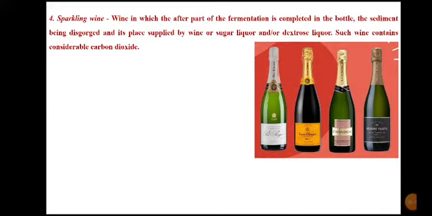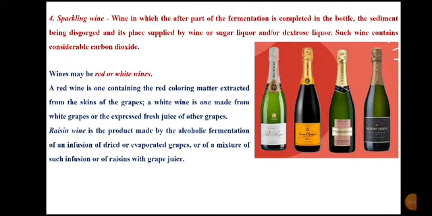So these are the different types of wines which we can see shown in different colors. The bottles of these sparkling wines are made up of thick glass because they should withstand the inside pressure of carbon dioxide, and that is the reason these bottles are made with thick wall glass.